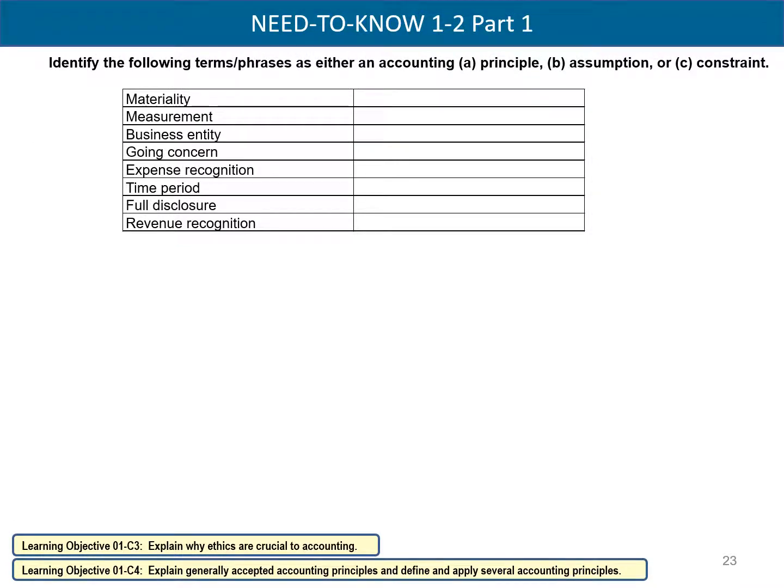Okay, so why don't you take a minute and for each of the following phrases and/or terms, identify whether they're an accounting principle, assumption, or constraint.